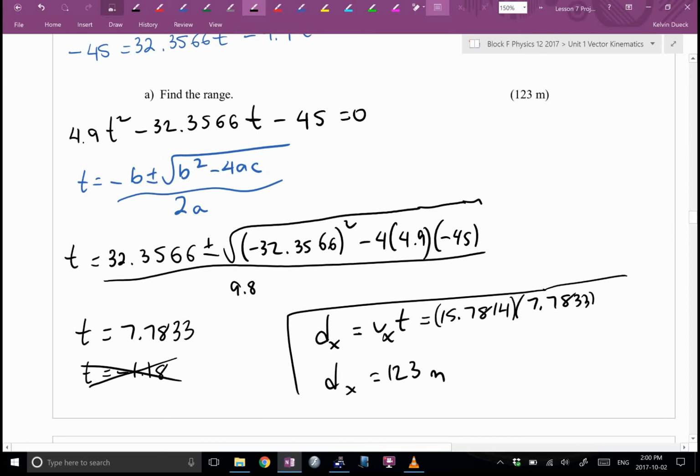Before we go to part B, what if I had given you the range and you found Vx by components? Can you see it's easy to find time? Just divide the range by the Vx. That's why that one is much easier. No quadratic formula. Once you have time, move it to the vertical column, you can find the height of the cliff. But that's a walk in the park compared to what we just did.